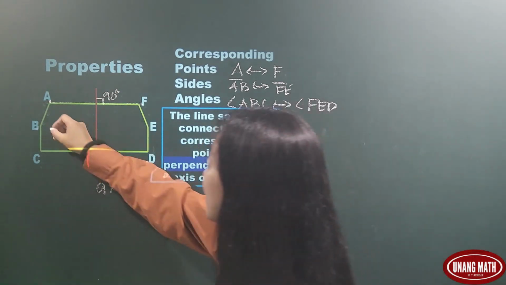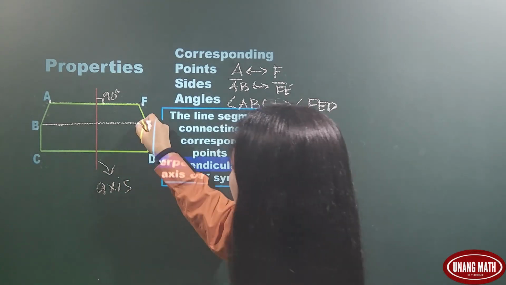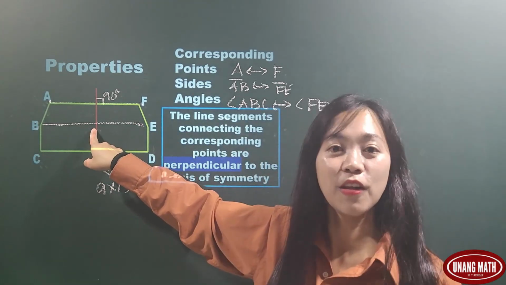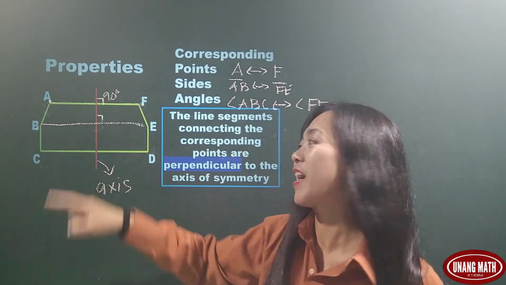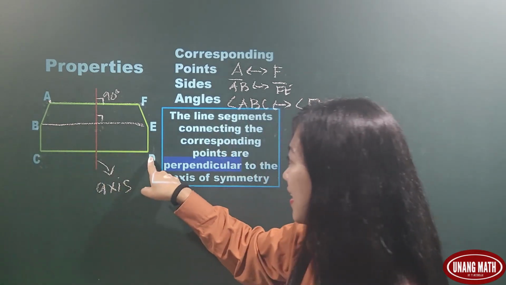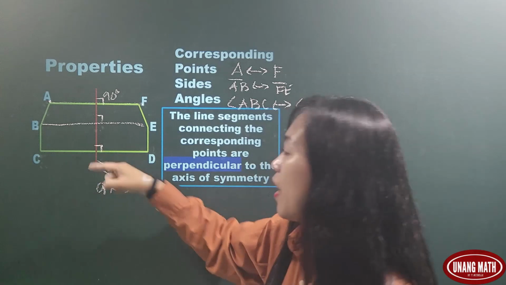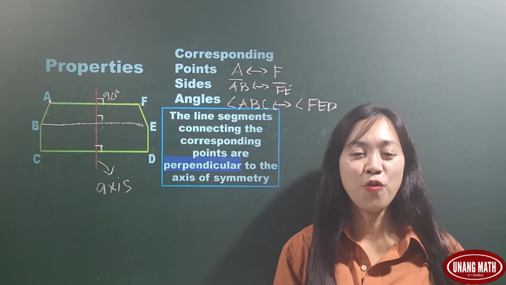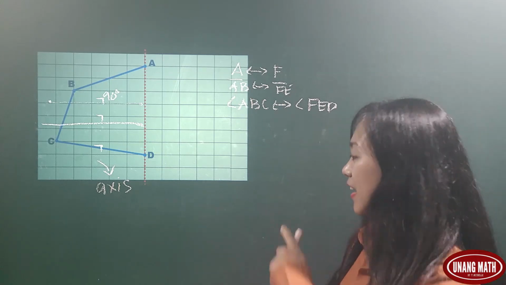Okay, another line segment. Ang line segment BE natin dito, okay, is also perpendicular to the axis of symmetry dahil may right angle na mapuform dyan. Okay, one more line segment. This is line segment CD, also perpendicular sa ating axis of symmetry dahil may right angle na mapuform dyan. Okay, so let's answer this simple activity.